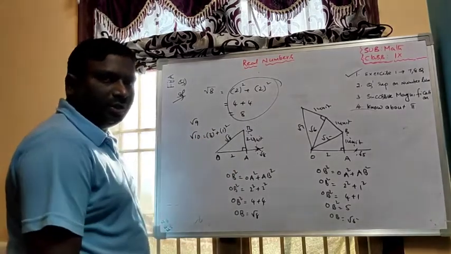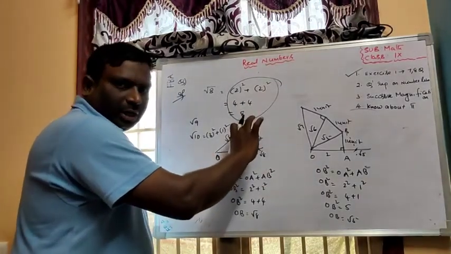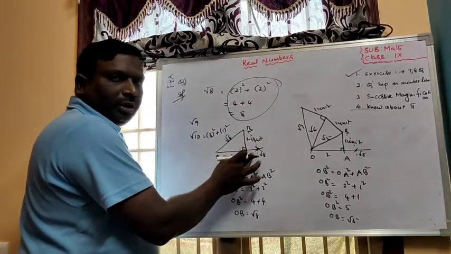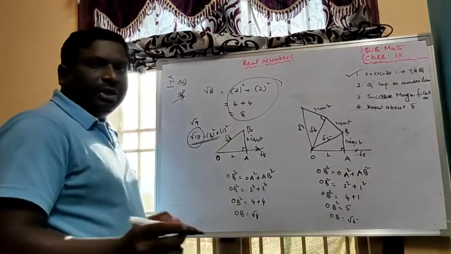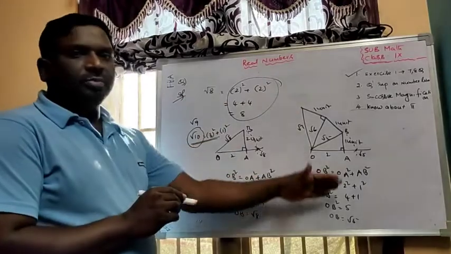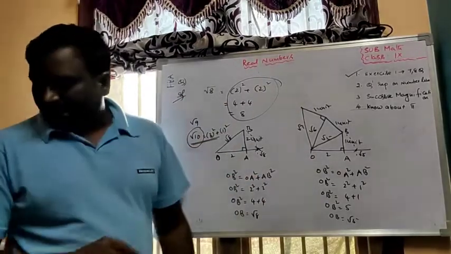3 square plus 1 square. That means 3 units on the number line, 1 unit for the perpendicular line to the number line. Then you will get root 10. So the root 10 question is there in your textbook. Take it as homework. Try it in this method, and definitely you will get the solution. Hope you understand.